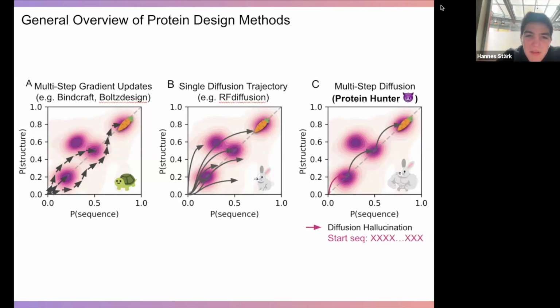In the other one, we sample the distribution, like in RFdiffusion. And then in Protein Hunter, the visualization is a bit different because you're only showing a single trajectory or a single generation instead of showing multiple generations, right?